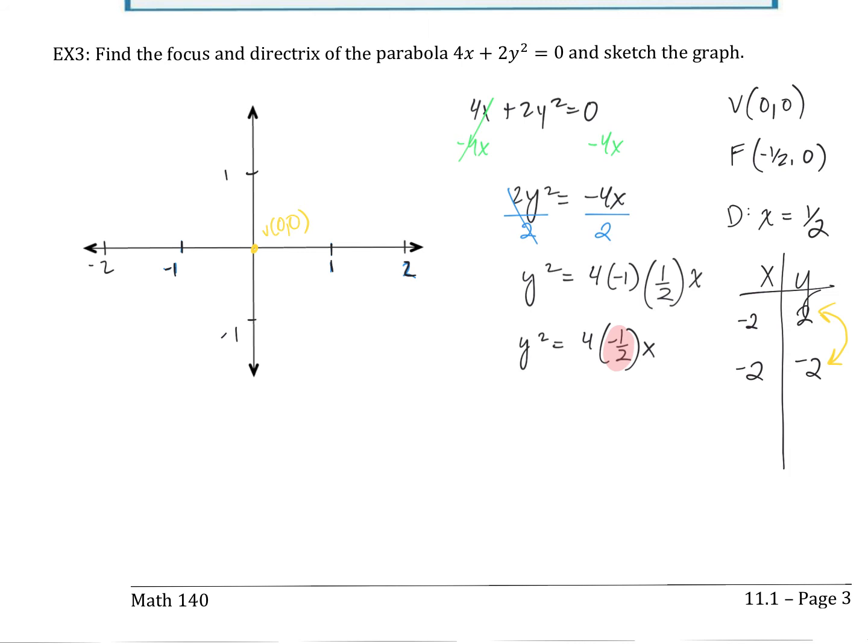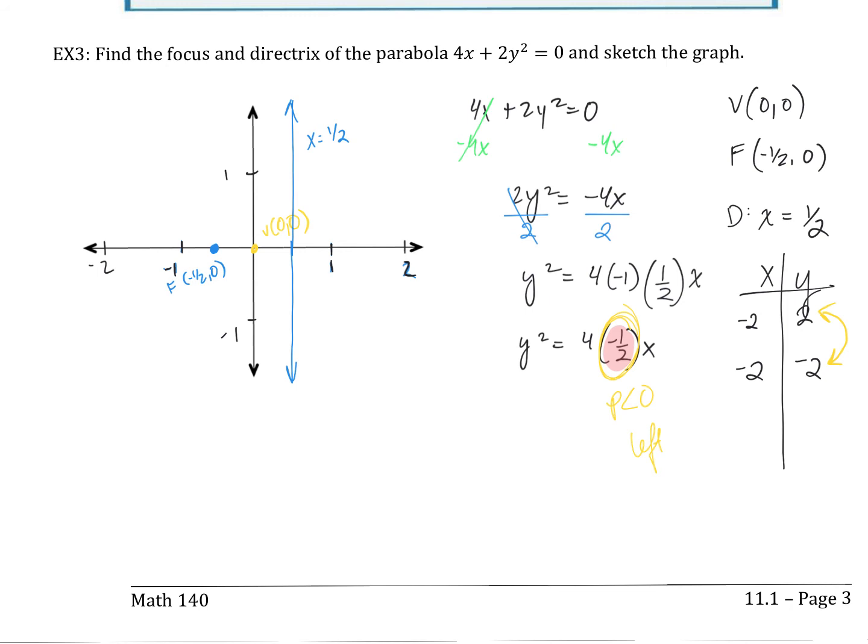So my F is going to be negative half, 0, right there. And then my directrix, D, is going to be x equals positive half. So that'll be right here. Once again, I label my vertex and label my line. And then lastly, let's graph our parabola. Should this be opening to the right or left? It's going to be the left. Why? Because my p-value is less than 0, so it opens left.